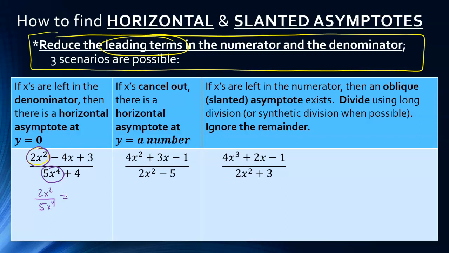What we're going to do is reduce that. So 2/5, I can't reduce anything from that. But here we would have x squared, so it means we have 2 x's in the numerator. That's going to cancel out 2 x's in the denominator, leaving us with 2 over 5x squared.